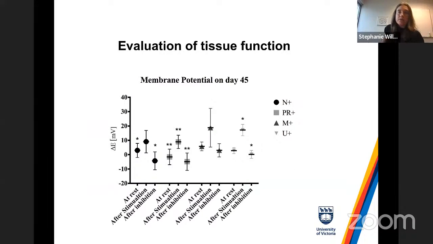And finally, Laura used voltage-sensitive dyes to see if our tissues were producing electrical activity, and they were. So this was also quite exciting. We had the tissues at rest, and we measured their voltage potential, and then we treated them with neurotransmitters designed to get them to activate these membrane potentials. And we were able to then inhibit them using inhibitory neurotransmitters as well.